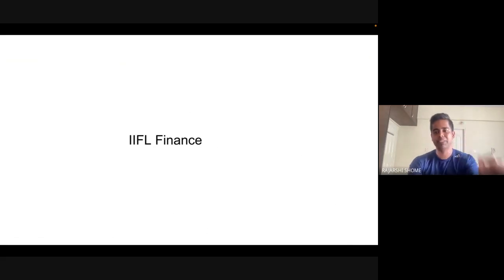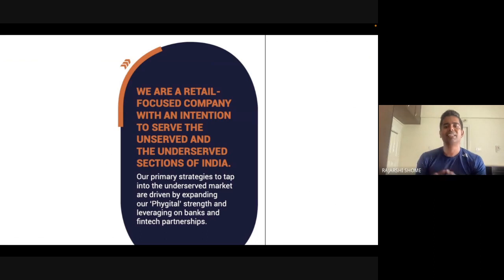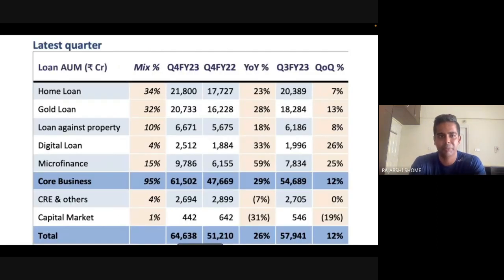Now let's cover the last company, IIFL Finance. Okay, same funda. IIFL Finance is also like Arman and MAS, catering to a similar geography. So you can just read this. Can you see this? Primary strategy is to tap into the underserved market, driven by expanding physical branches, as well as using technology in collections as well as disbursal. So basically, IIFL Finance catered to a customer base which is very similar to the customer base that Arman and MAS are catering to. That's why I've clubbed all these three companies together.